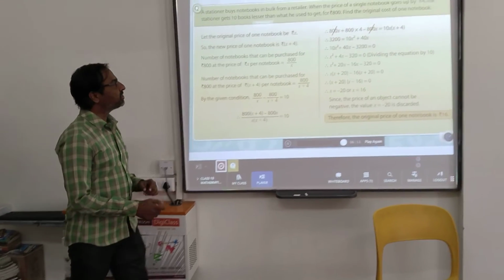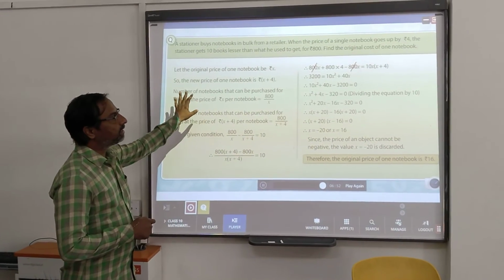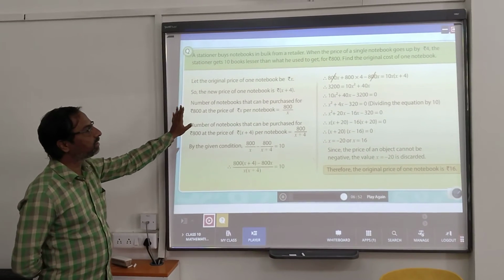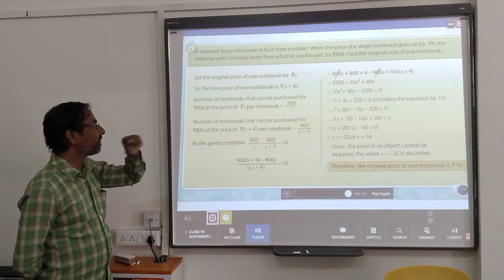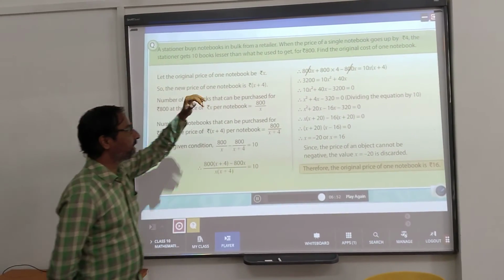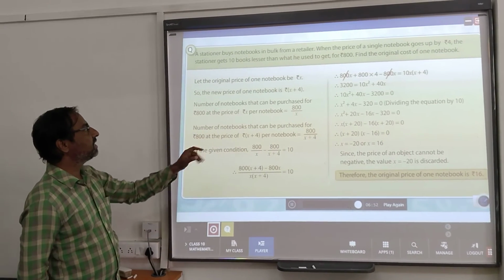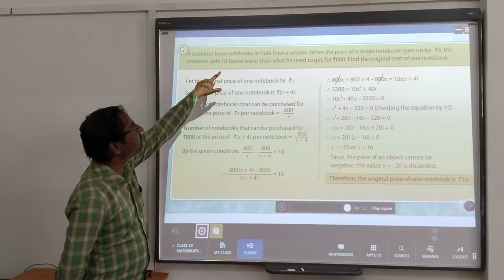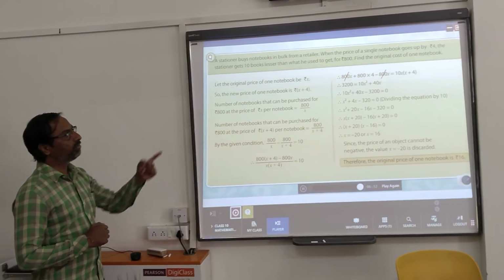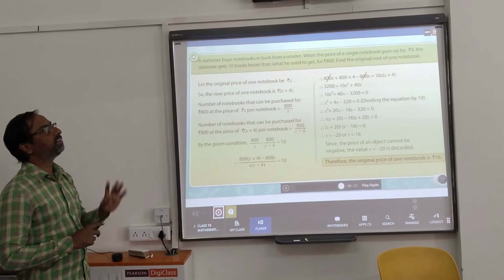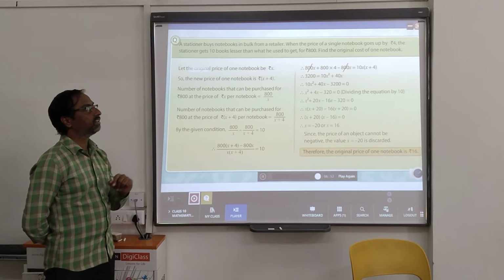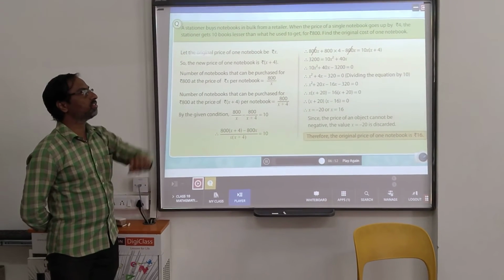Okay, students, this problem has some complications. Let me stress on those points. Especially this part you can easily understand, but the framing of the equations needs care, so observe it carefully. A stationer buys notebooks in bulk from the retailer, and when the price of a single notebook goes up by rupees 4, the stationer gets 10 books fewer than what he used to get. So find the original cost of one notebook.